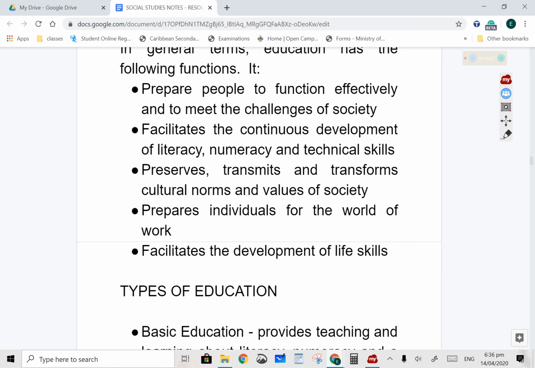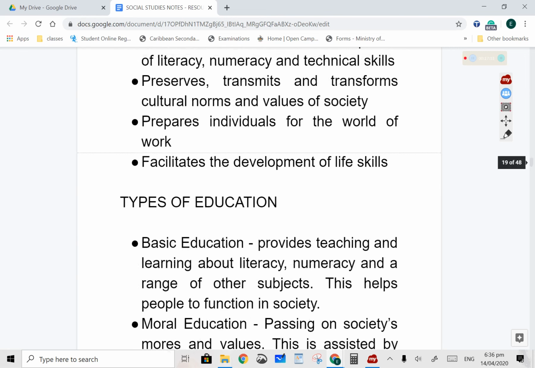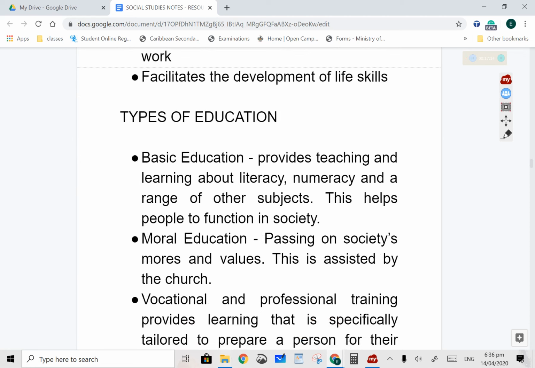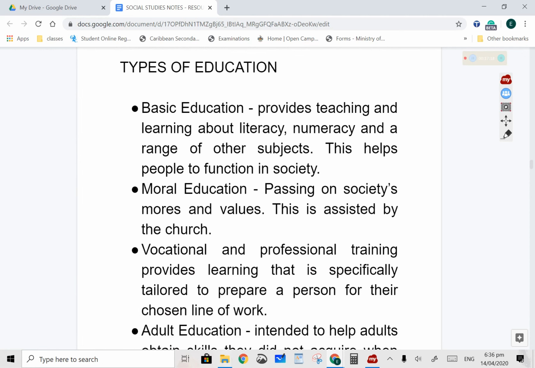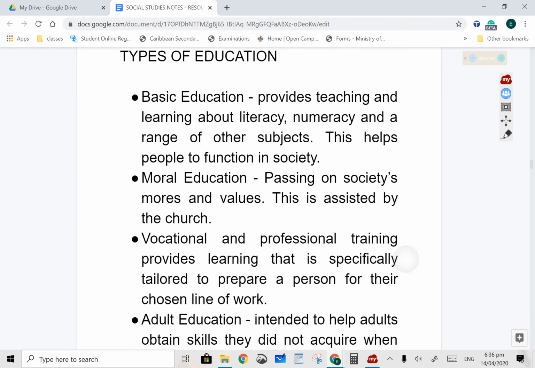Okay, so it develops life skills, prepares individuals for the world of work, and basically prepares people to function effectively to meet the challenges of society. Types of education: you have basic education, which provides teaching and learning about literacy, numeracy, and a range of other subjects. This helps people to function in society.